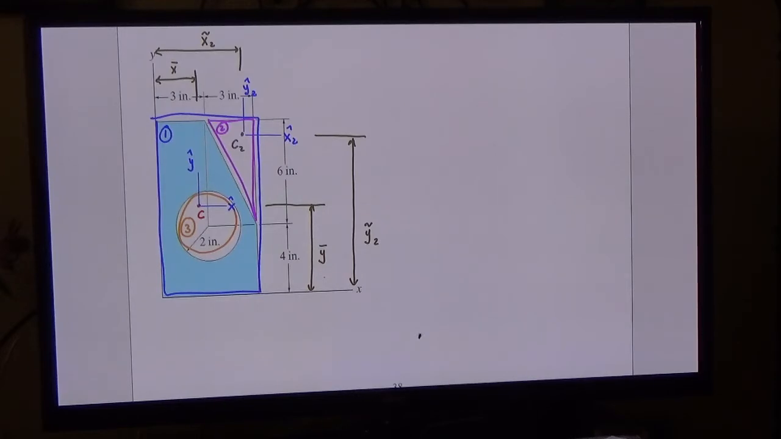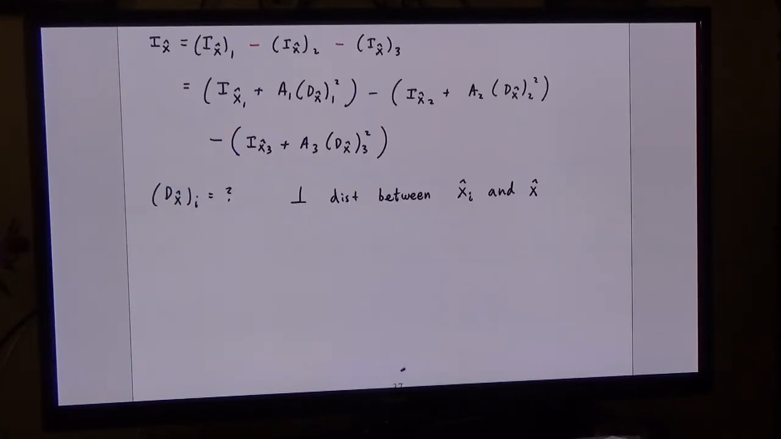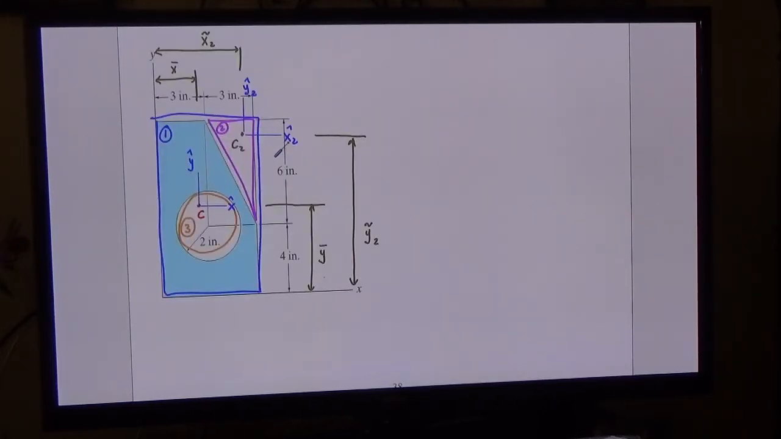So for our moment of inertia calculation, what we need to get is the distance between the x hat axis for the part and the x hat axis for the body. So here, what's the distance between x2 hat and x hat? It's just going to be the difference of y2 tilde minus y bar. So if I sketch it out, this, in other words, is my dx hat for part 2.